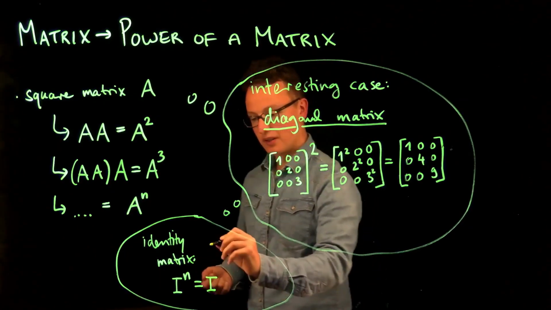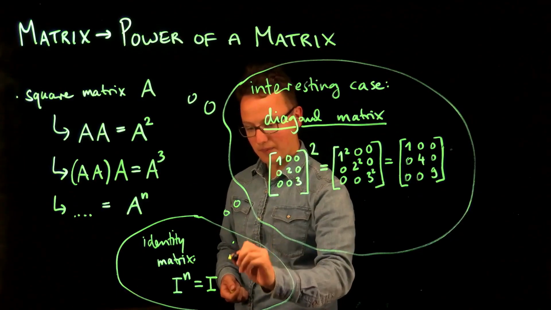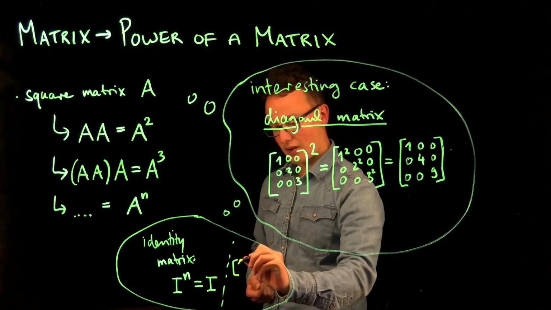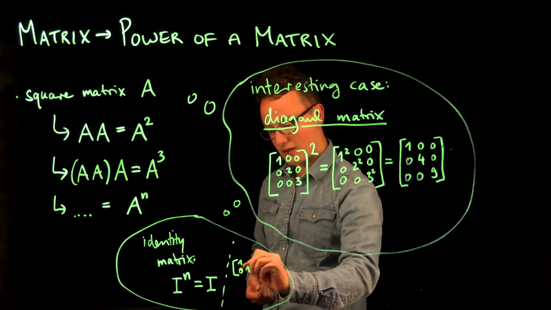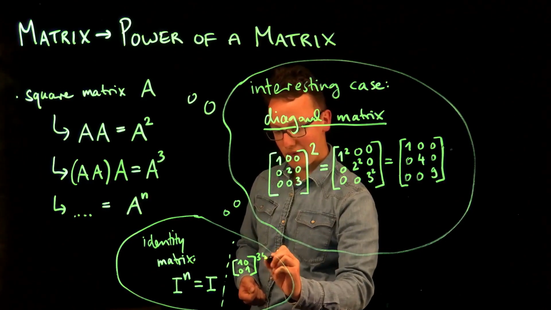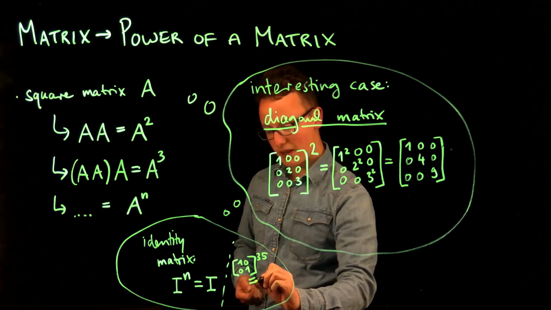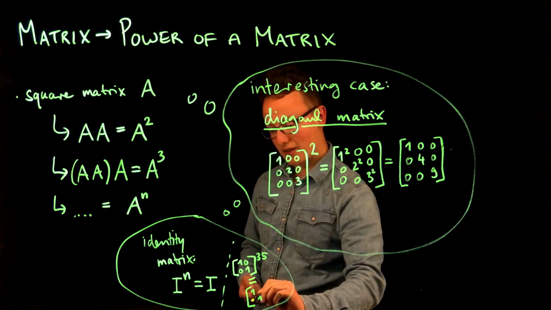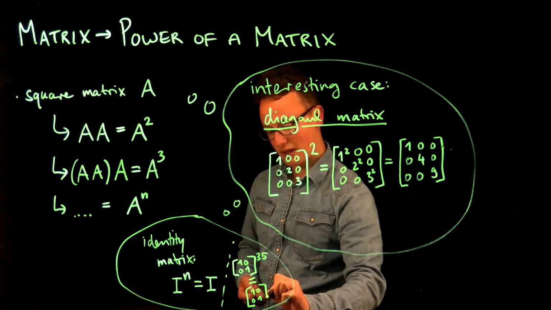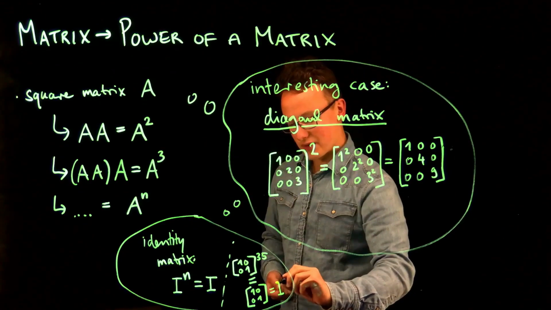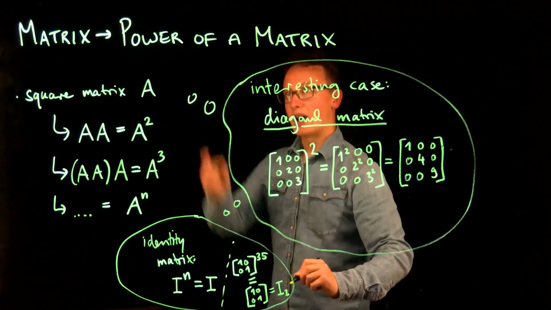For example, if we had the second dimension identity matrix, which is 1, 1, 0, 0, that to the power of 35 will still just be equal to the same thing, namely 1, 1, 0, 0, the same identity matrix I2, okay? So this is the power of a matrix.